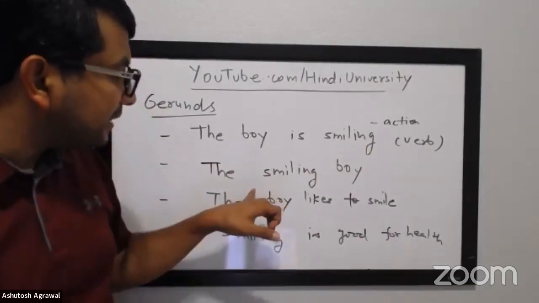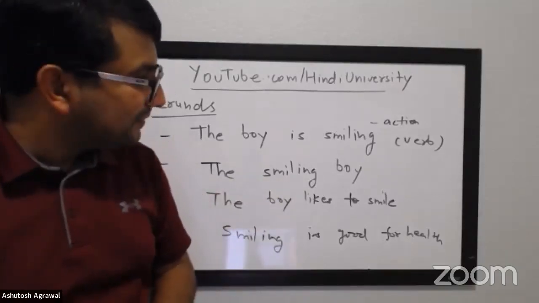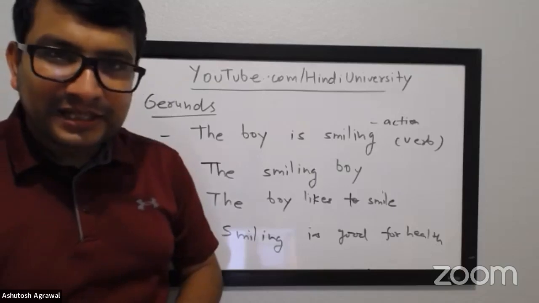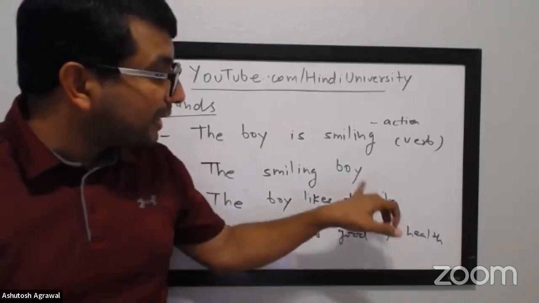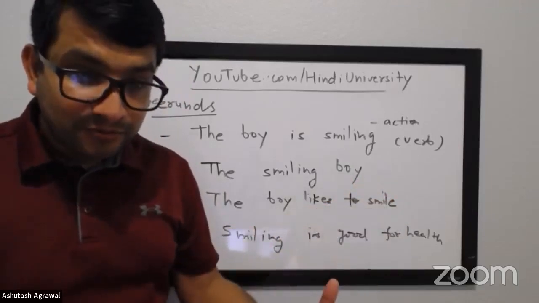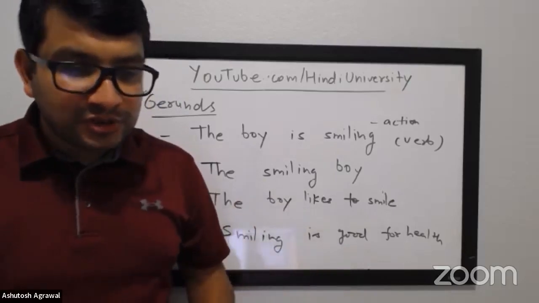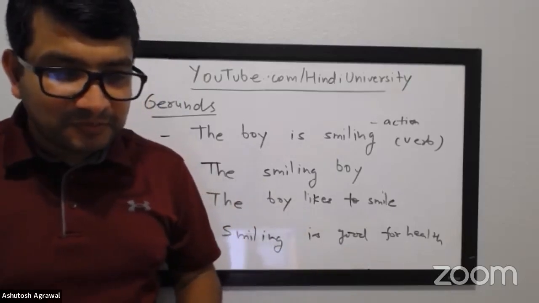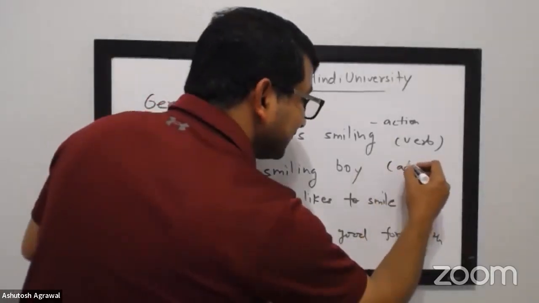Lisa Ji, what do you think it is? The smiling boy. The smiling boy is describing the boy. Describing the boy. So what is a boy? The boy is a noun. It's a noun, correct. When you describe a noun, what are those things called? Adjectives. Very good, right? So in this case, it is an adjective.